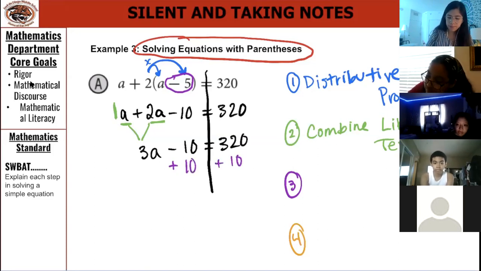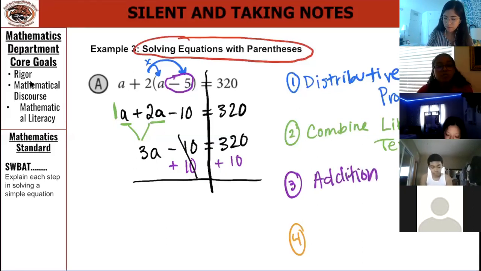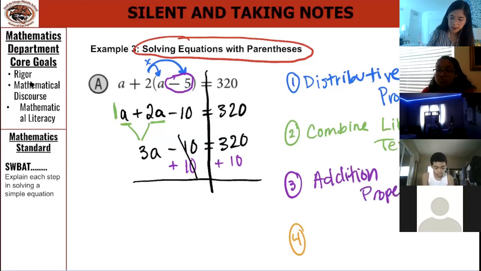Okay? That way I can eliminate my 10. And this is my addition property. Okay? Once I do that, I am left with 3A equals 330.